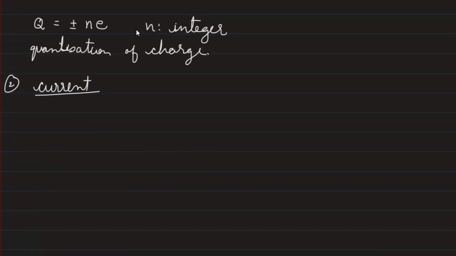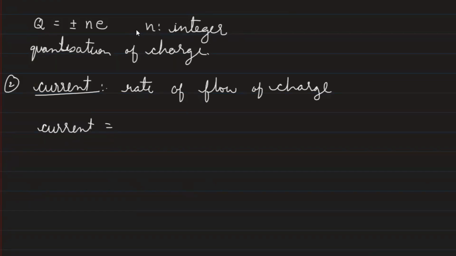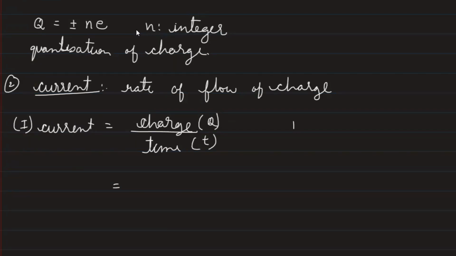So current is defined as rate of flow of charge. So that means electric current is the amount of charge upon time. So we know that charge is written as Q, time is T, and current is written as I. So that's one formula, that is I equal to Q over T.